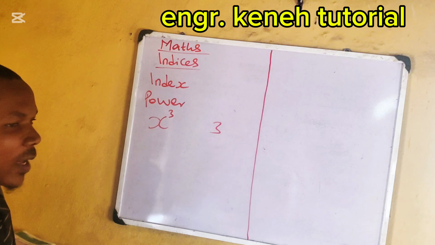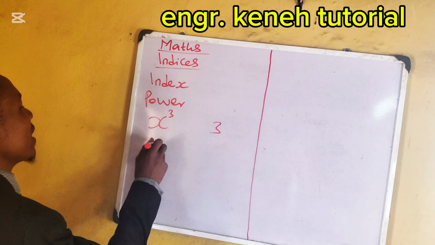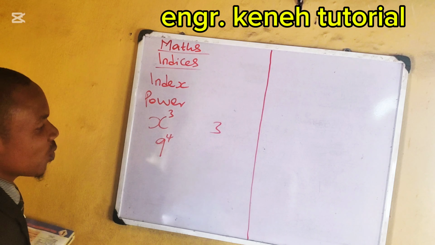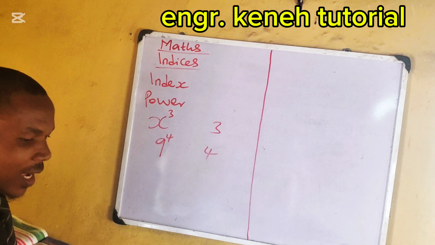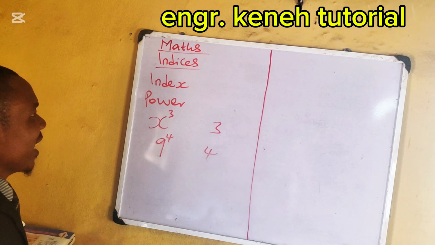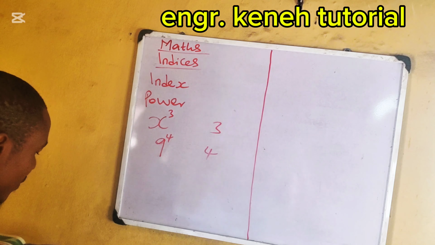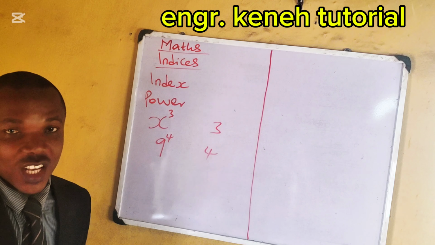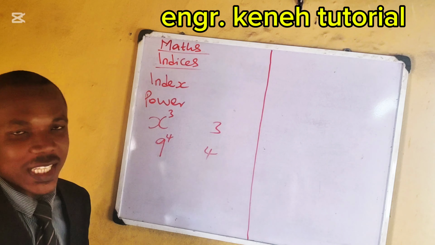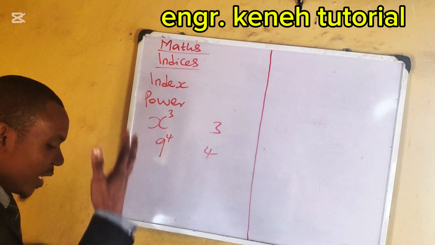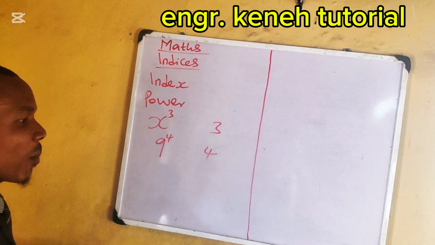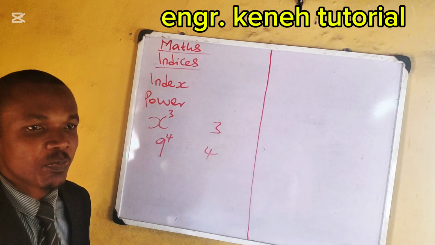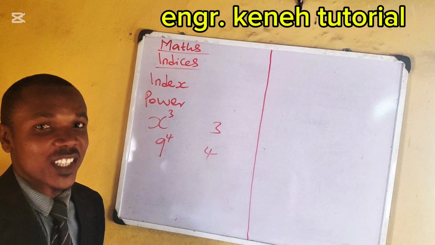That is the power of x. All right, when you have something like this, 9 raised to power 4, it means that the index of 9 is what? It is 4. So when you have more than one index, we refer to it as what? Indices. So when you see indices, it means a problem that involves alphabets or numbers that have what? Powers. Is it clear? All right, so the indices, we derived it from where? From power.